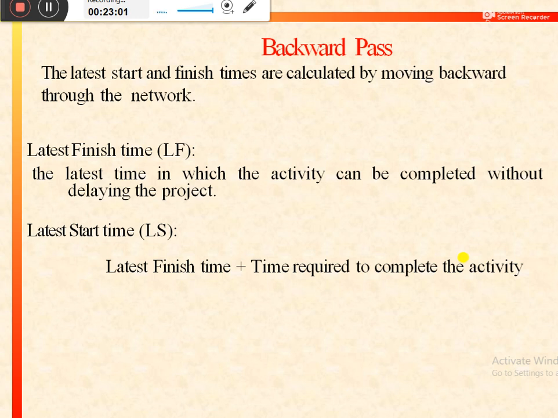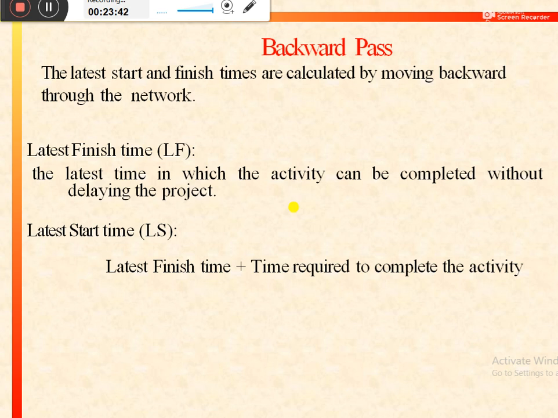The latest start and latest finish times are calculated by moving backward through the network, or from right side to the left side. Unlike the forward pass, in the backward pass we move from the rightmost or terminating node to the initiating node of the network. So latest finish time is the time in which the activity can be completed without delaying the project. So basically it denotes the latest allowable time to complete a particular activity without delaying the project.